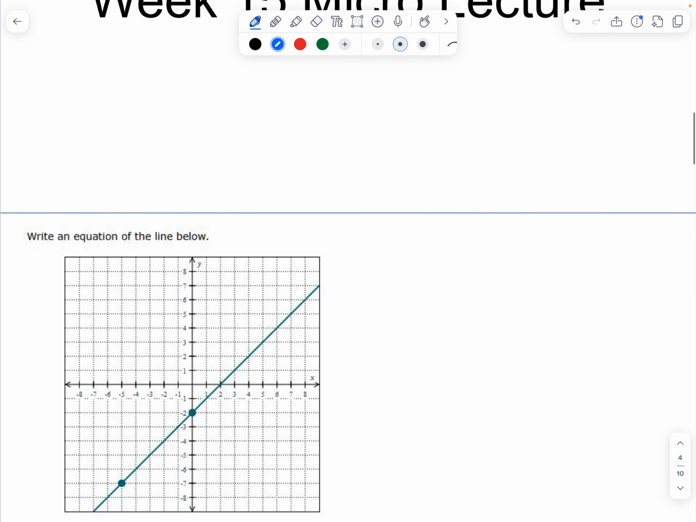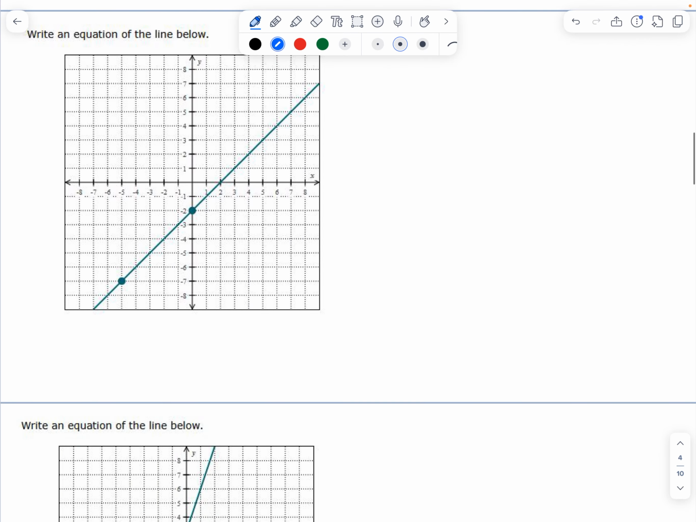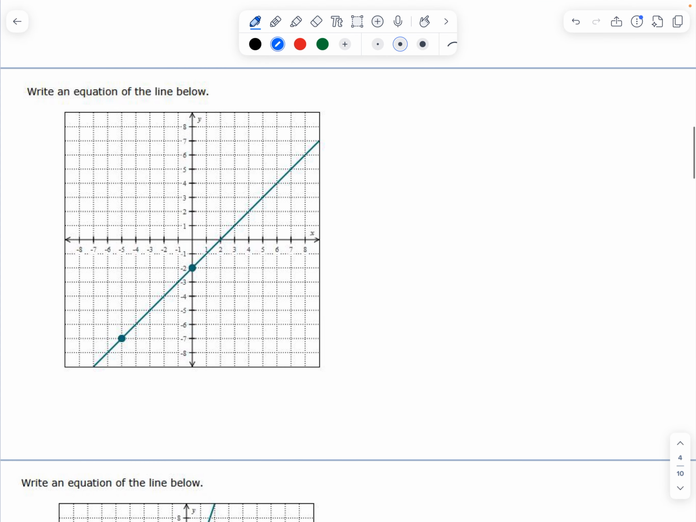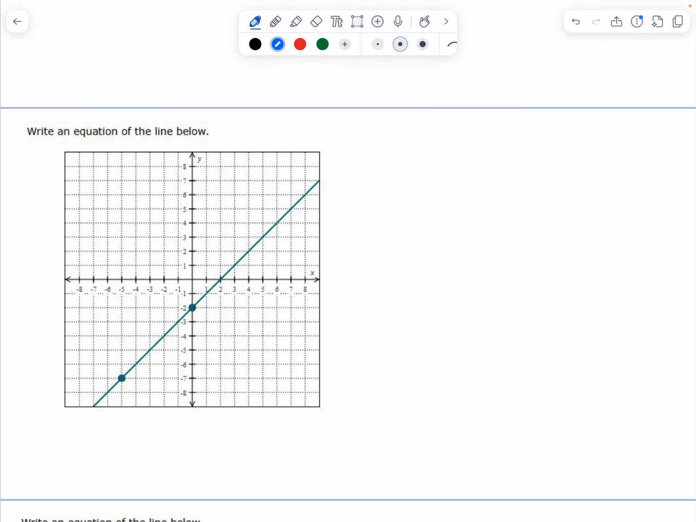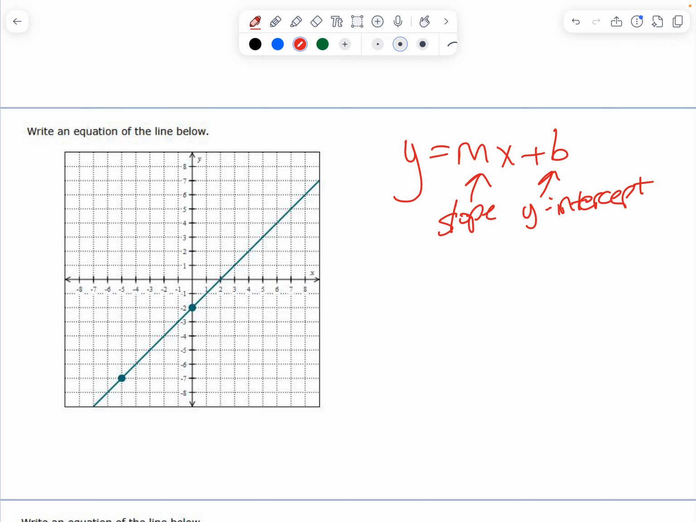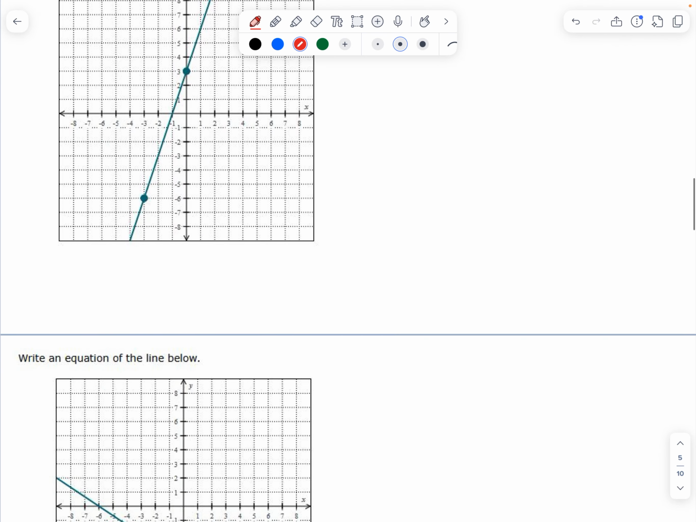Okay, so you may be asked to write an equation of a line, and I have 1, 2, 3 examples. So what I would love for you to do is try to write the equation yourself first. Remember, you want to write it like this. M is going to be your slope, and B is going to be your y-intercept, which in this case is right here. So pause the video and then let's see if we match. So come back and see me.